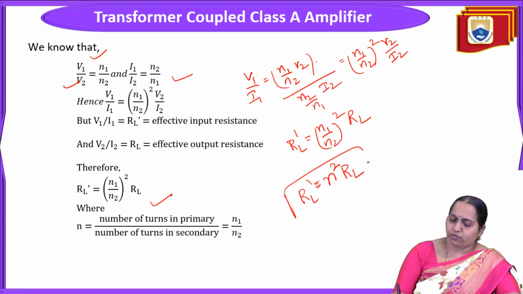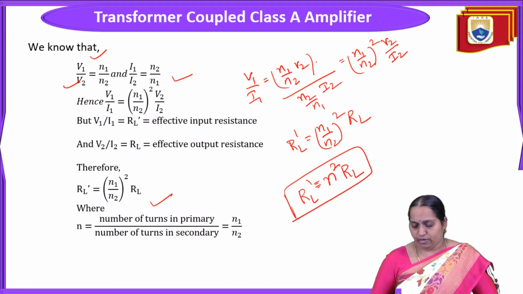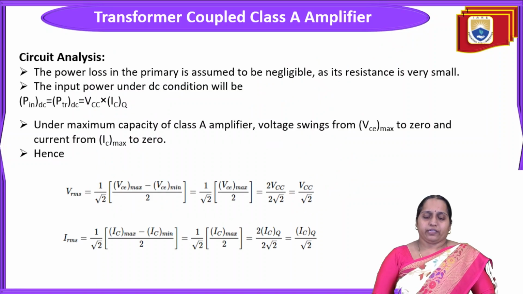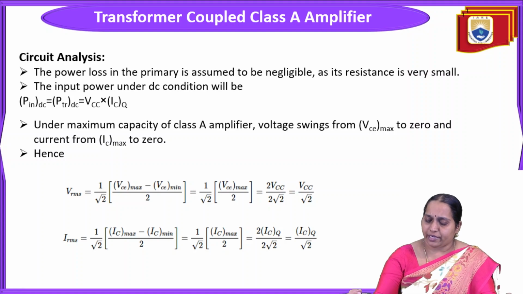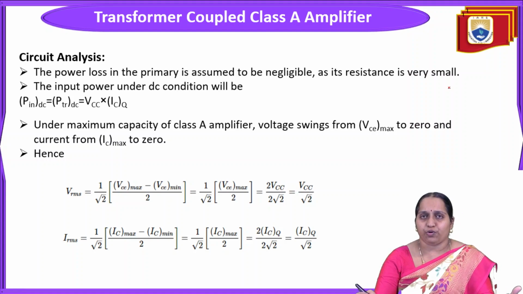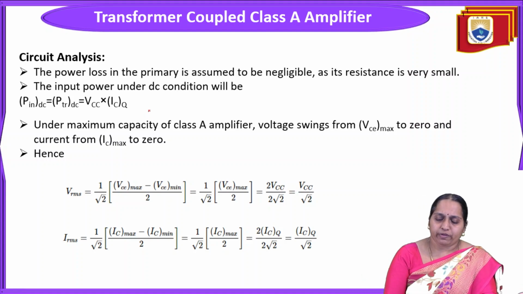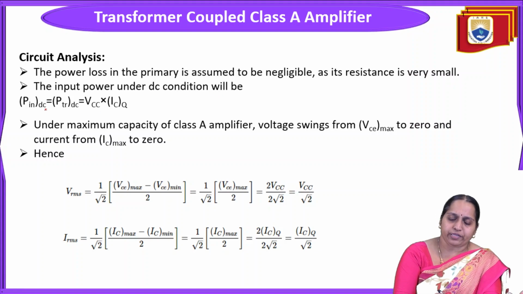So RL' is equal to N square into RL. If you analyze the circuit, the power loss in the primary is assumed to be negligible because its resistance is very small. Input power under DC condition, P_in(DC), is nothing but P_trans DC, that is VCC into ICQ.